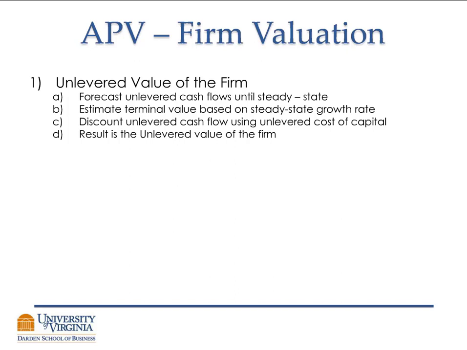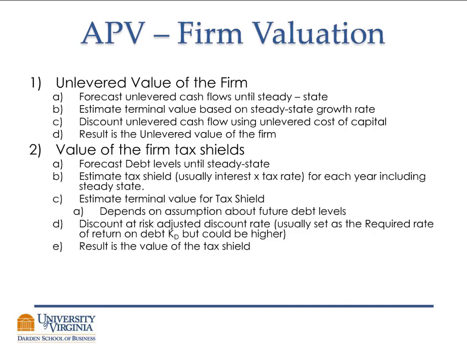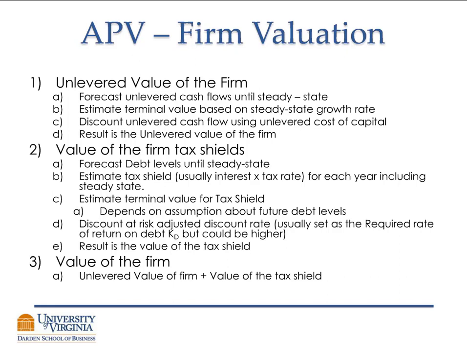Next, we need to find the value of the firm's tax shields. Here we forecast debt levels until steady state, estimate the tax shield, usually just interest times the tax rate for each year, including steady state. Then we estimate the terminal value for the tax shield based upon a steady state growth rate in the tax shield. Discount all of these at the appropriate risk-adjusted discount rate, usually set as the required rate of return on debt, KD, but it could be higher. The result is the value of the tax shield. Finally, to get the enterprise value of the firm, we take the unlevered value of the firm plus the value of the tax shield.